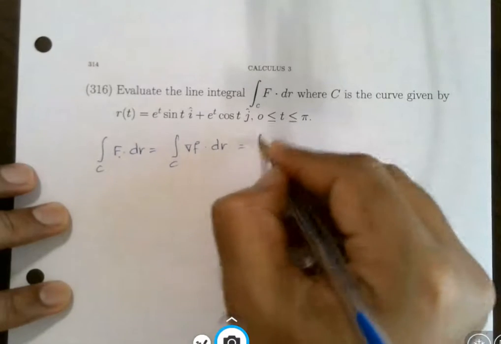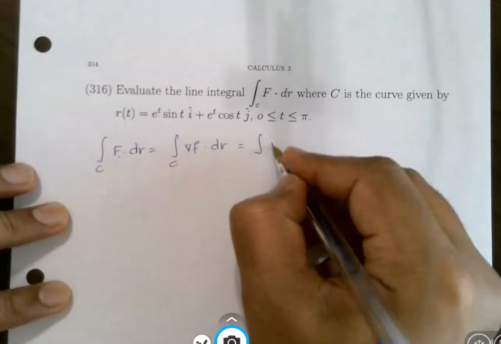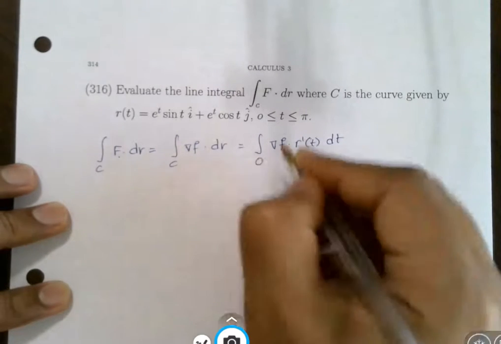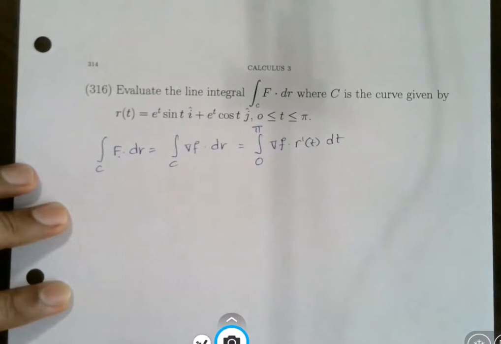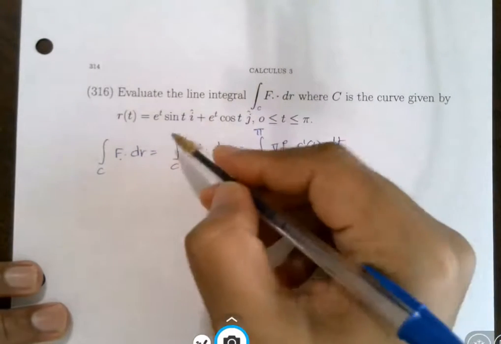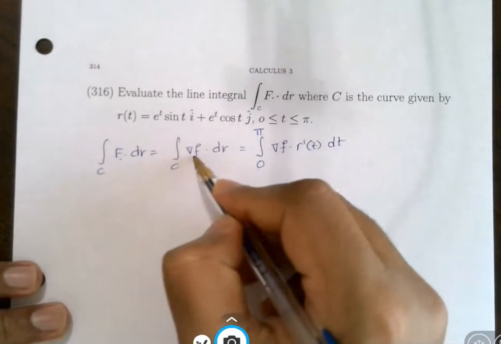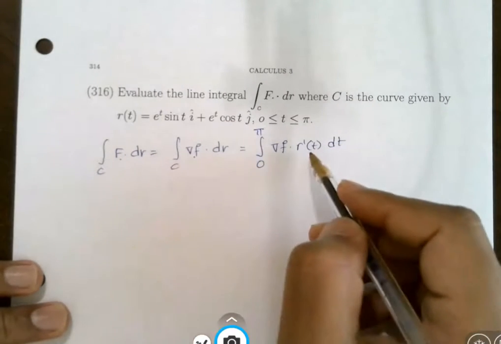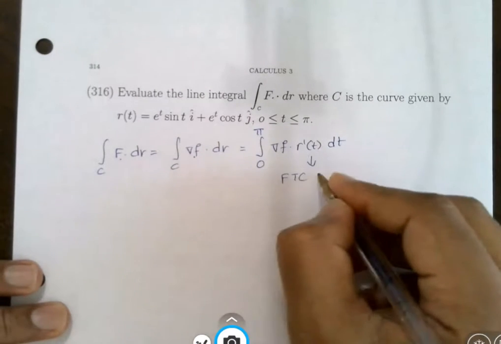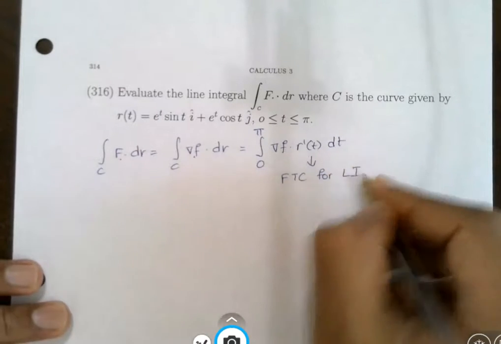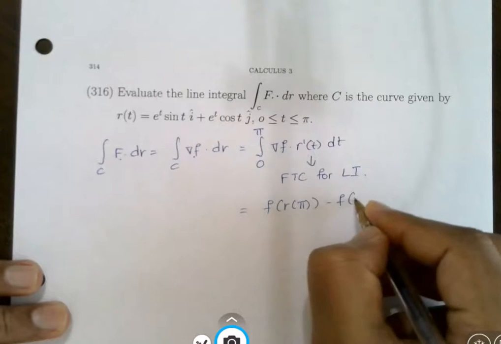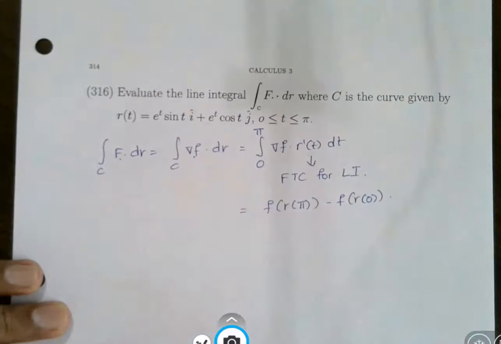So this is going to be the integral of gradient of f dot r prime of t dt, where t is from 0 to pi. If your vector field is conservative, you can find a potential function. If you can find a potential function, you can use the fundamental theorem of calculus. So using the fundamental theorem of calculus for line integrals, this is nothing but f of r of pi minus f of r of 0. I hope you understand that.